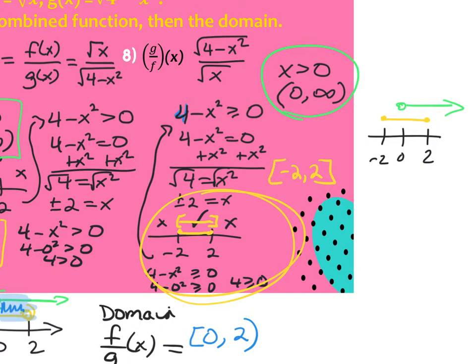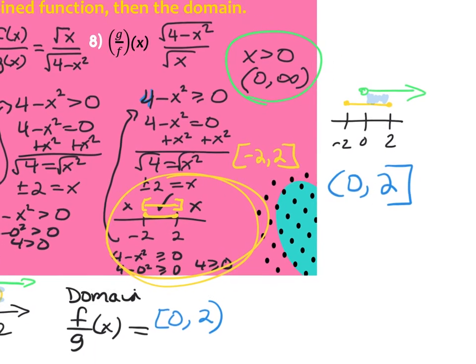So then now the intersection of the two is right here. So it goes from the open circle on the 0 to the bracket or the closed circle on the positive 2.